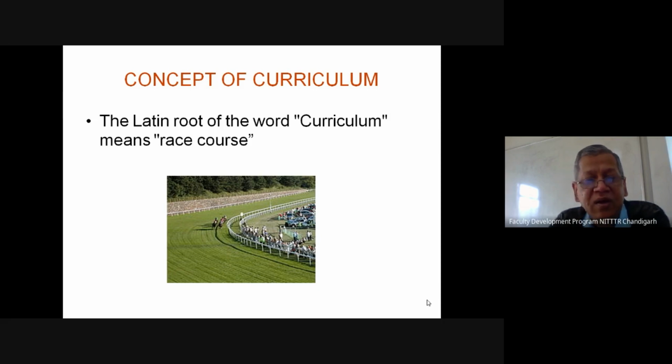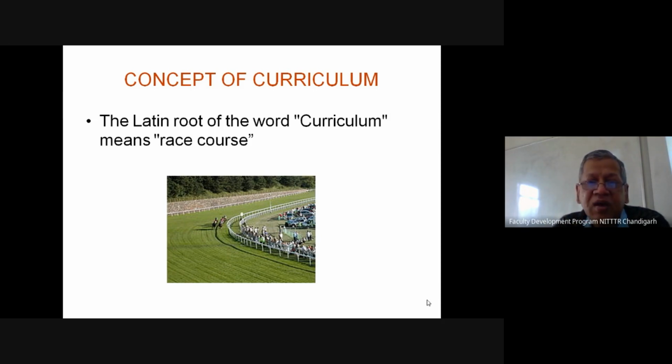Okay. Now, there are certain features in a race course that are the same as those of a curriculum. Now, in a race course, you visualize a race course. There are three important features of a race course. One is the starting point. Okay, you have a starting point from where the race will start.